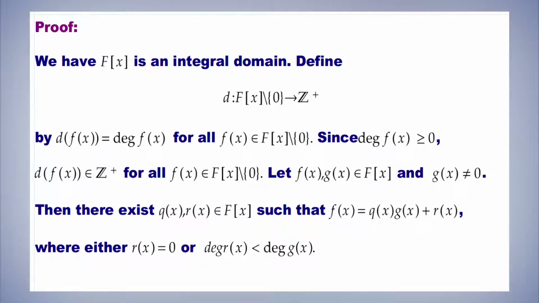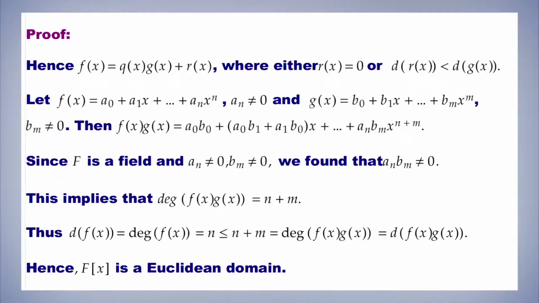Then there exist q(x), r(x) belonging to F[x] such that f(x) = q(x)g(x) + r(x), where either r(x) = 0 or degree of r(x) is less than degree of g(x). Hence, f(x) = q(x)g(x) + r(x), where either r(x) = 0 or d(r(x)) < d(g(x)). Let f(x) = a₀ + a₁x + ... + aₙxⁿ, where aₙ is not equal to 0, and g(x) = b₀ + b₁x + ... + bₘxᵐ, where bₘ is not equal to 0.